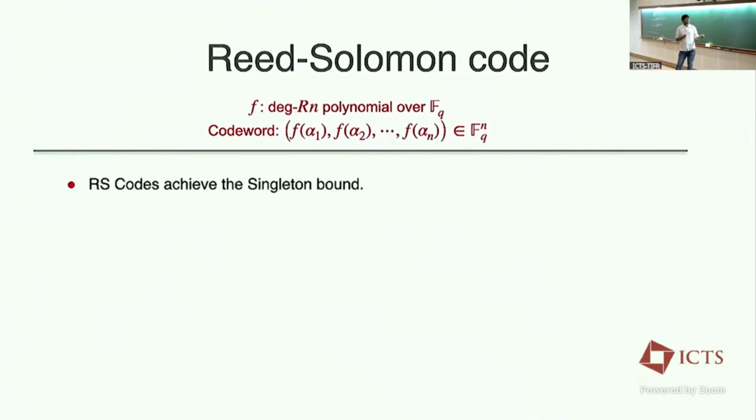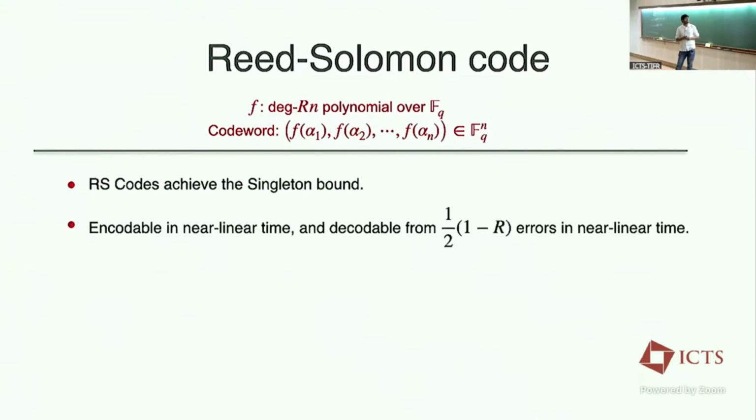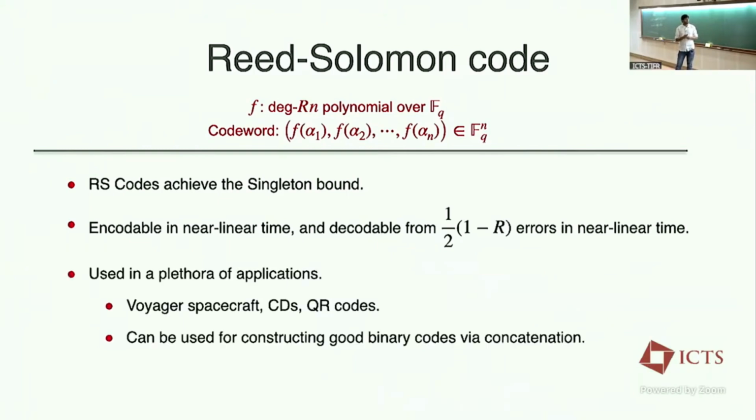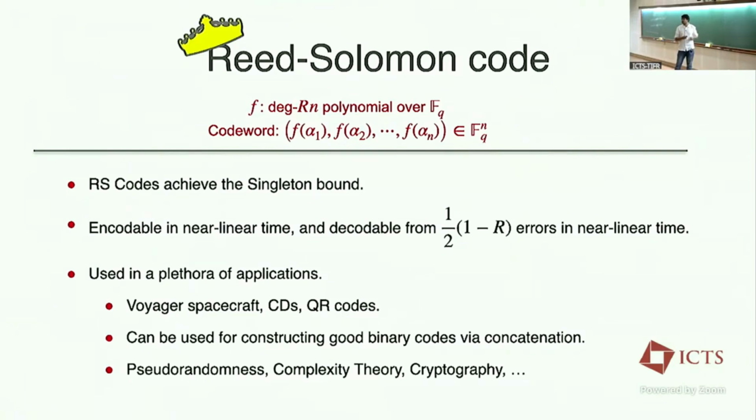They achieve the Singleton bound. They are encodable in near linear time, decodable from half the distance. They're used all over the place, from practical applications to theoretical ones like constructing good binary codes. They were instrumental in constructing the first explicit family of good binary codes. And of course, they have a lot of applications to theoretical CS as well. And in many ways, they are the king of codes.